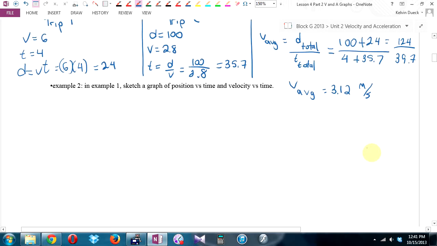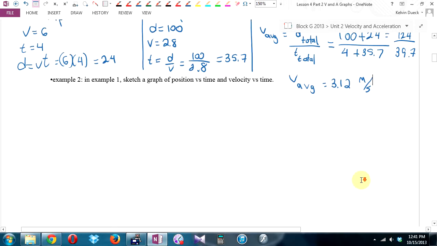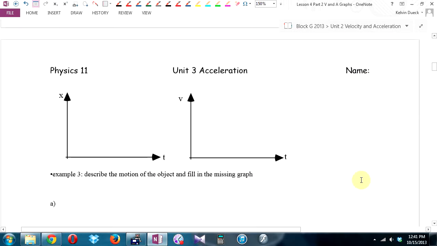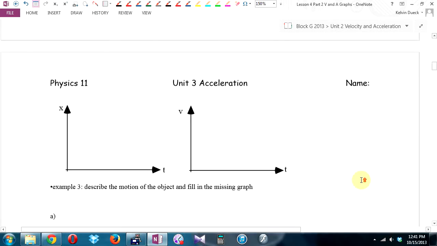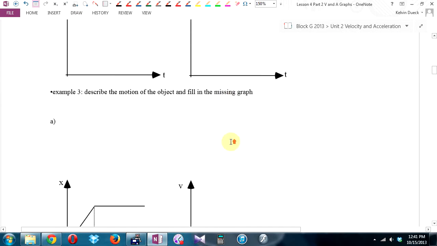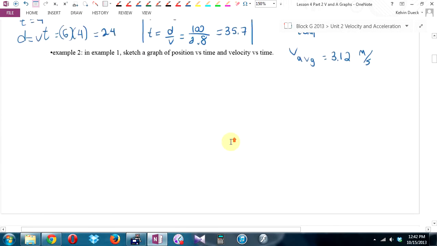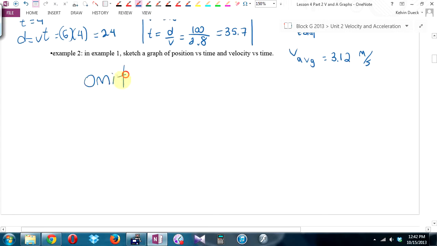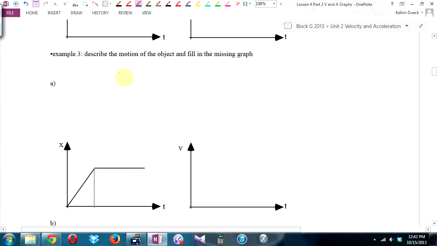Example 2 says, in example 1, sketch a graph of position versus time and velocity versus time. I think I gave you on the next page a place to do that, yes? Okay. It looks like this is kind of a weird one. I got 4 seconds. Eesh, you know what? I think I'm going to go like this. I don't like these numbers. I've just decided I'm going to change them next year, and I'm going to go to example 3, part A.